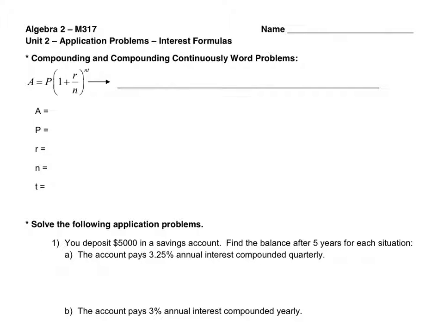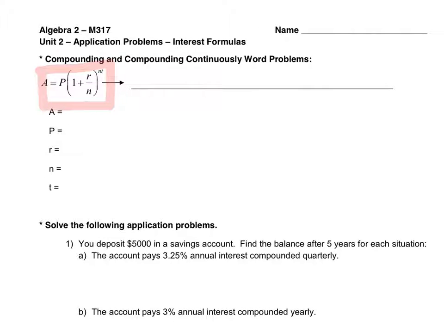Today we are going to continue our application problems with our interest formulas. There's one formula that you need to have memorized, and that's this formula right here. This will not be given to you on a quiz or a test, so you actually have to have it memorized. What it stands for is the amount equals the principal times 1 plus the rate over the number of terms compounded, to our exponent.